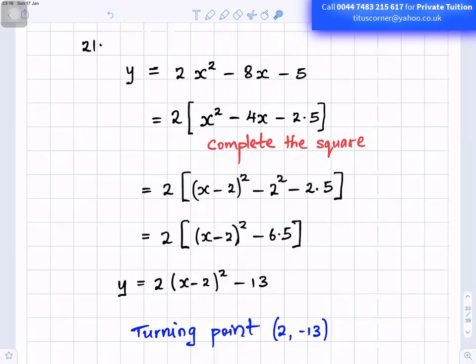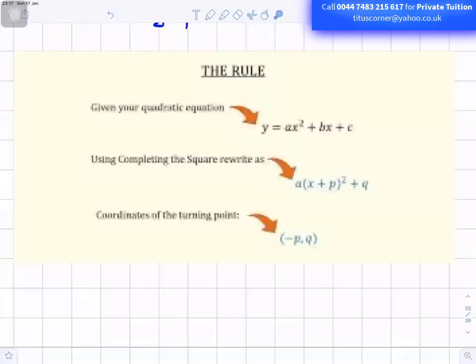Now, from this, we can pick out the turning point. The turning point is (2, -13). So this is the rule to get the turning point. If you have a quadratic ax squared plus bx plus c, after you complete the square, when it looks like this, a bracket x plus p all squared plus q, the coordinates of the turning point would be minus p and q. So that's why we got 2 and minus 13 for the turning point.